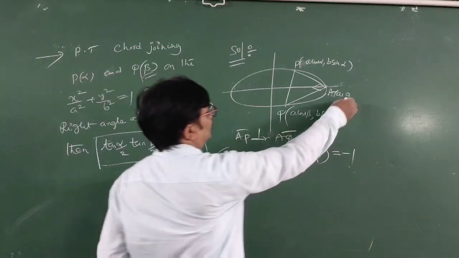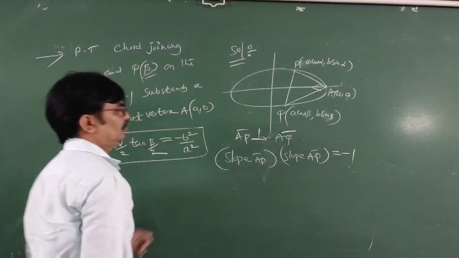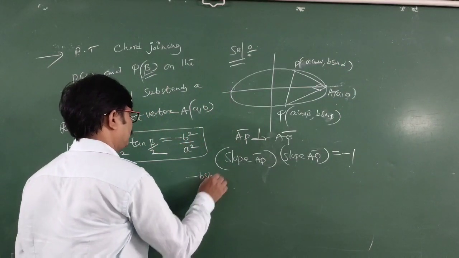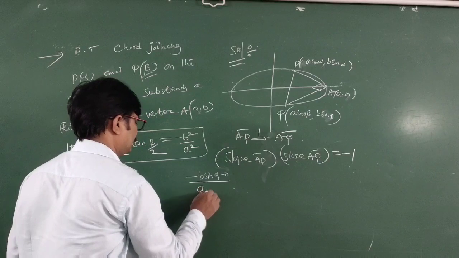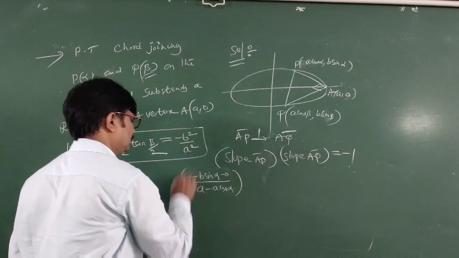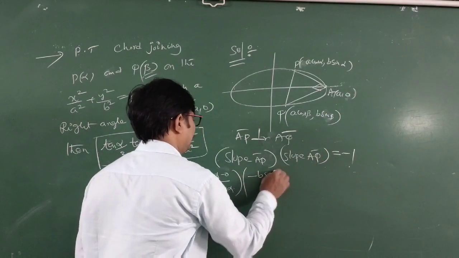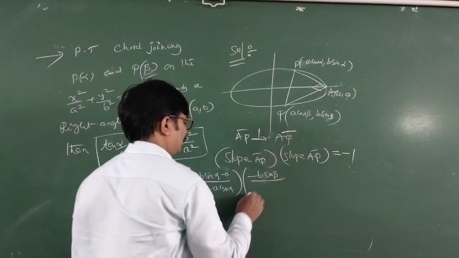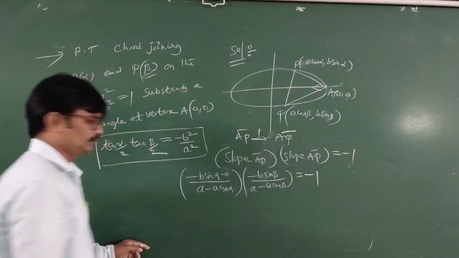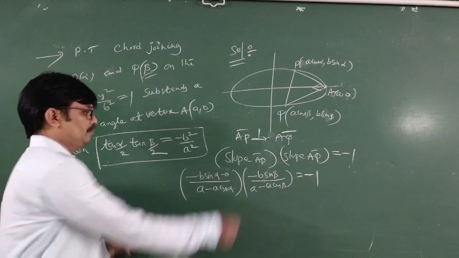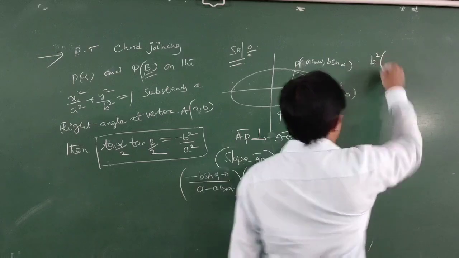My dear students, the slope is y2 minus y1 by x2 minus x1. That is b sin alpha minus 0 upon a minus a cos alpha, and for the other, b sin beta upon a minus a cos beta, equal to minus 1. So students, what is the meaning? Minus into minus is plus, b into b, that is b square.